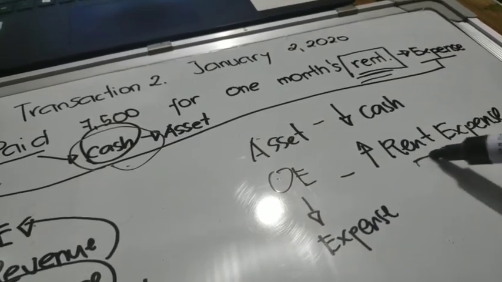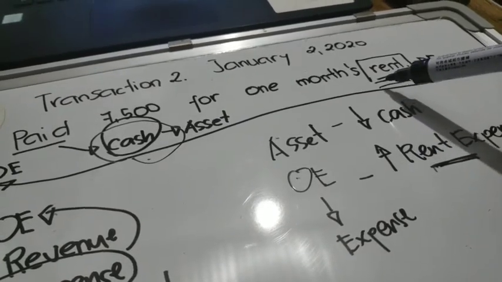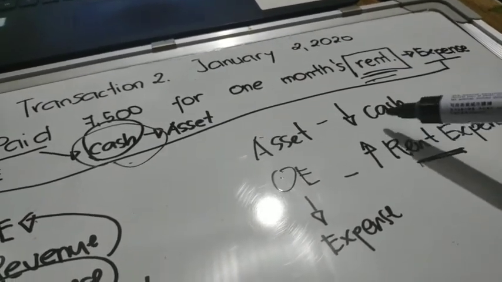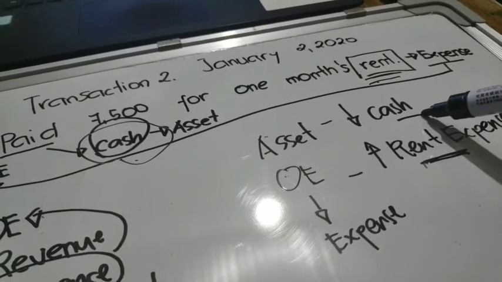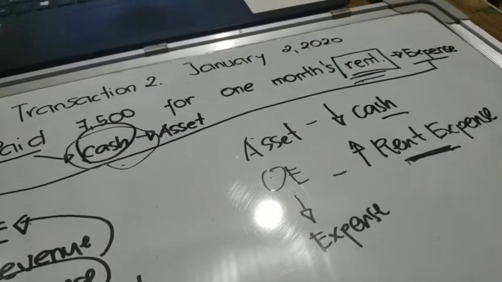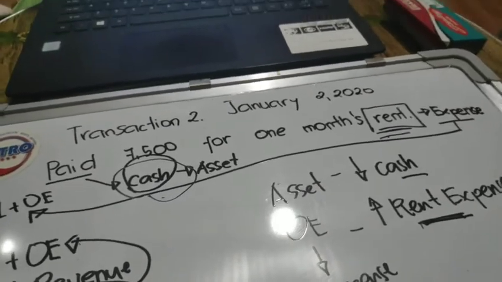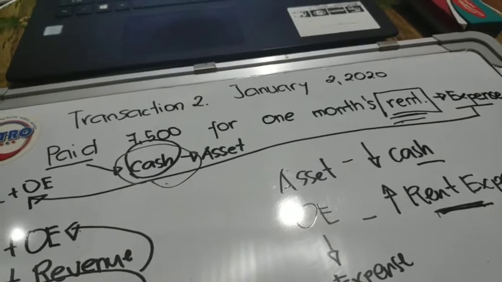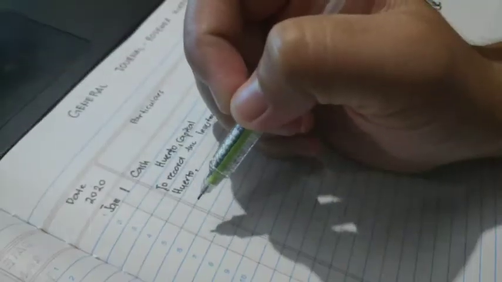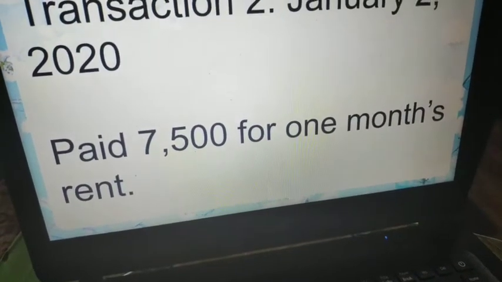So you added an expense to your company through the payment of the monthly rent. You paid with cash, so it decreases, and it became the rent expense of your company. Okay. So how you will record it in your journal entry is this: this is the way to record this transaction in your journal. This is how you will record the transaction for the rent expense, which is paid 7,500 for 1 month's rent.